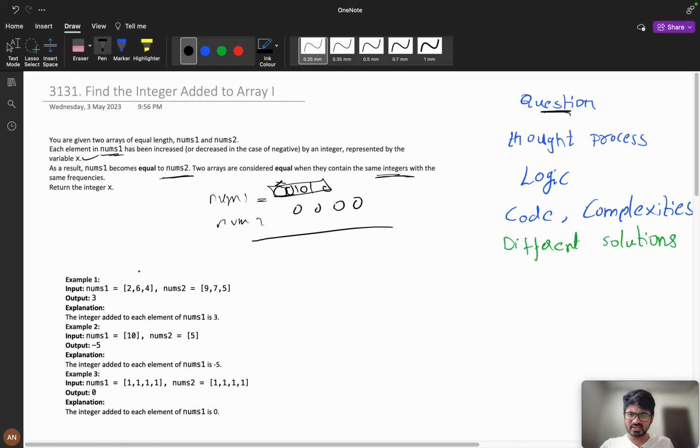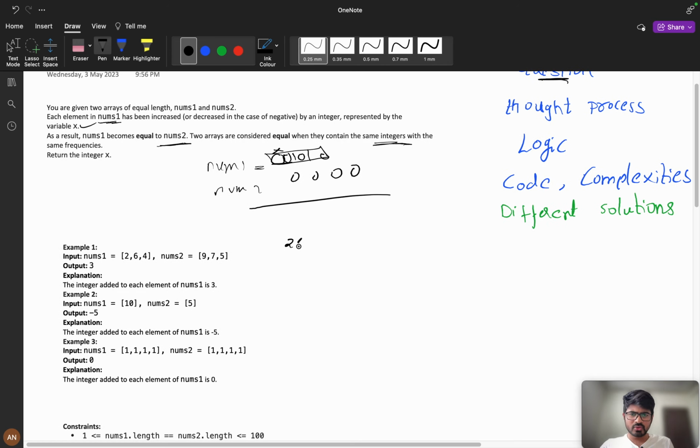Now let's see this input. First we have 2, 6 and 4, then we have 9, 7, 4. The first thing that comes to our mind whenever they are saying frequencies is sorting, because order doesn't matter. So let's sort it. It will be 2, 4, 6 and it will be 4, 7 and 9.